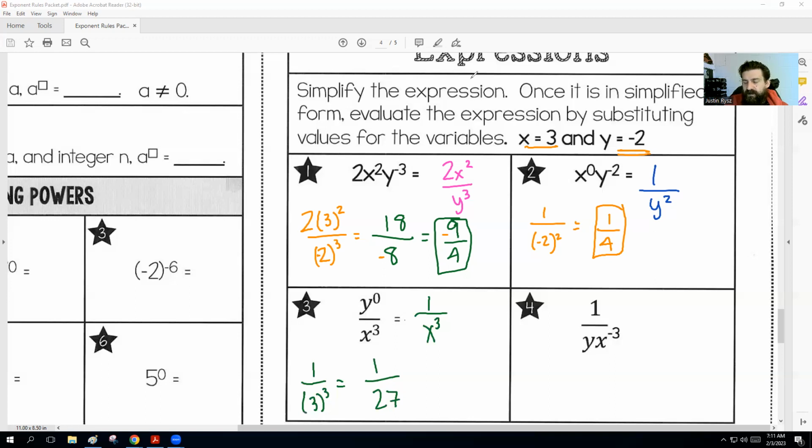All right, last problem here. Let's clean this up. We've got 1 over y x to the -3rd. The x to the negative third is on the bottom, so it's going to move to the top and become positive, and the y goes away. We could put a 1 up on the top, but 1 times x cubed is the same thing. Let's plug in our numbers: 3 for x, -2 for y. So we're just going to do 3 times 3 times 3, that's 27, over -2. And that doesn't reduce, so put a box around it.